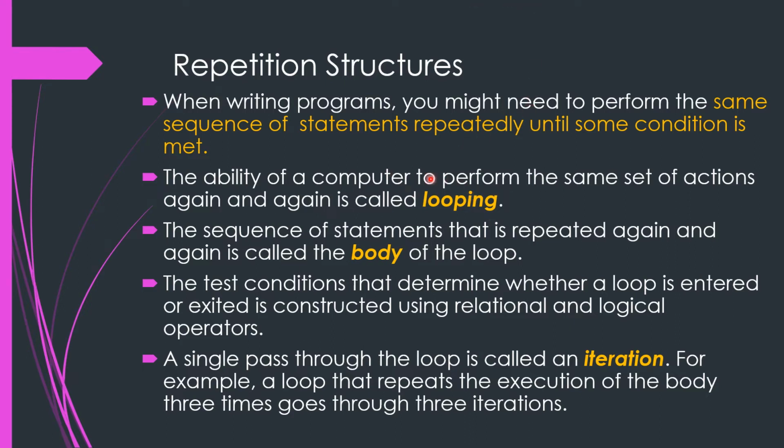So when do we require looping? Sometimes we want the same sequence of statements, meaning the same code, to be executed repeatedly until some condition is met. We specify a condition, and we specify in the code that until that condition is satisfied, the statements should be repeatedly executed. The ability of the computer to perform this task again and again is called looping. The sequence of statements that is repeated again and again is called the body of the loop.